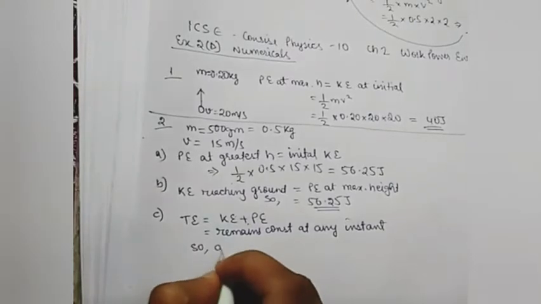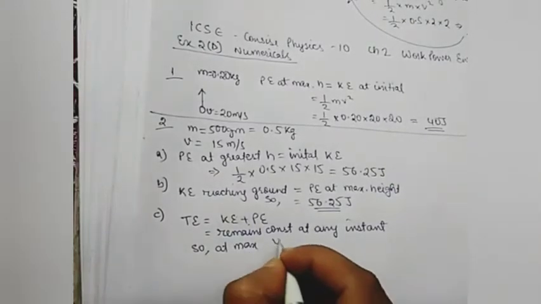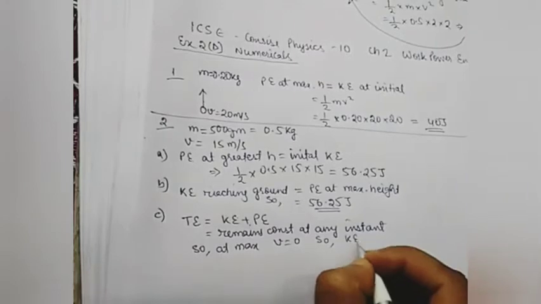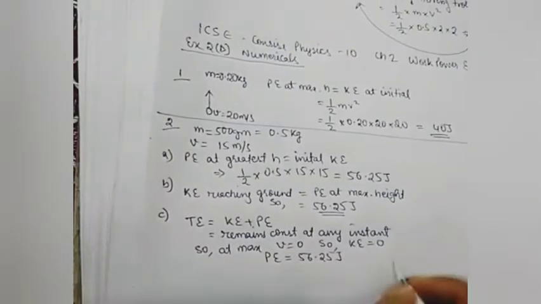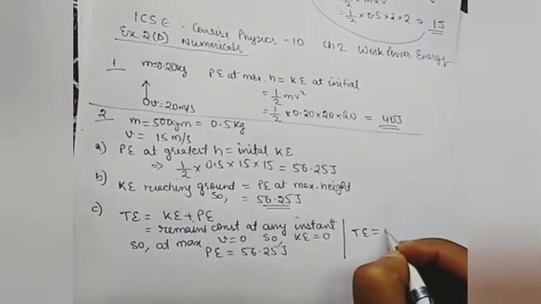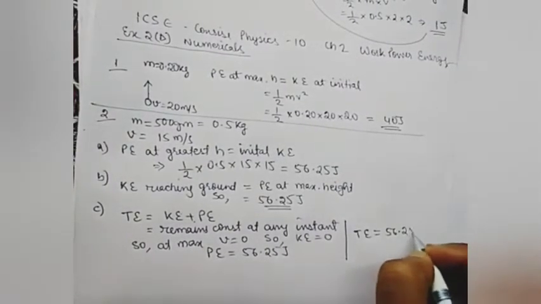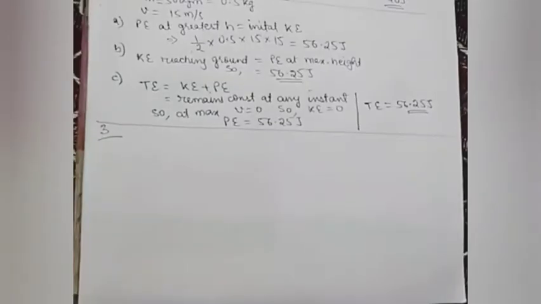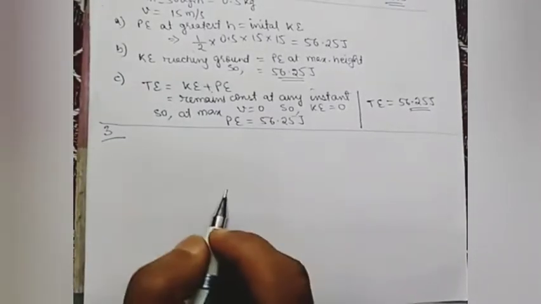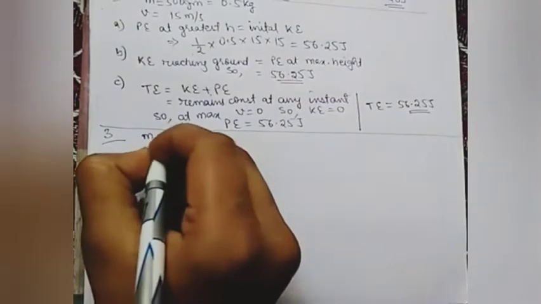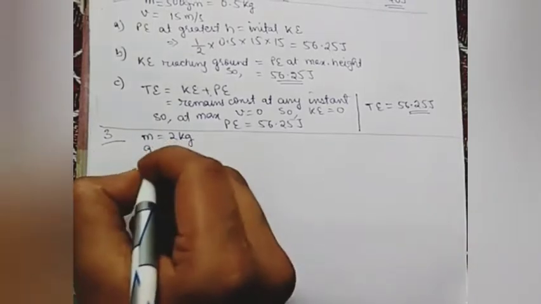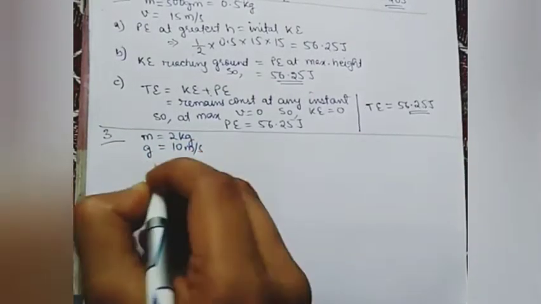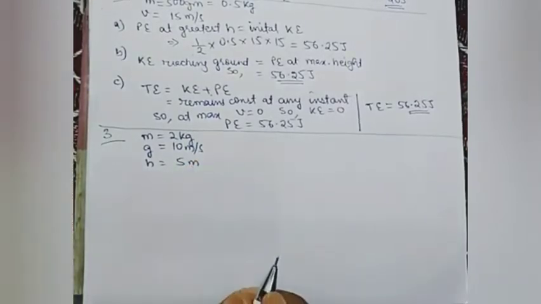So at maximum height, v is equal to 0, so kinetic energy is equal to 0, so potential energy is equal to 56.25 joule. So total energy is equal to 56.25 joule. Number 3, a metal ball of mass 2 kg is allowed to fall freely from rest from the height of 5 meter above the ground. Take g equal to 10 meter per second square.